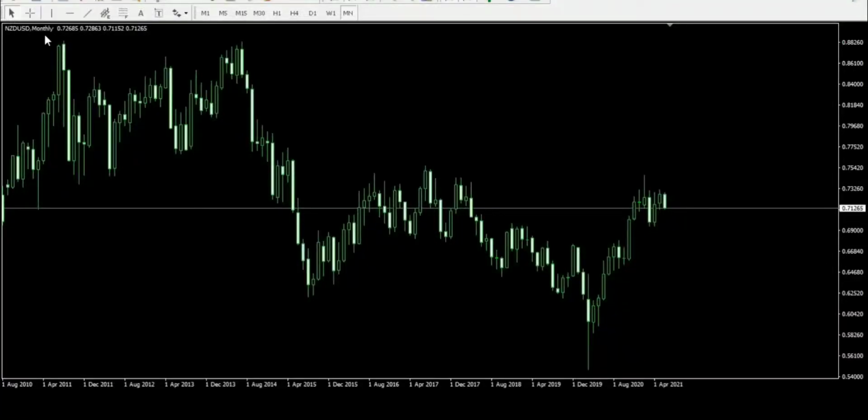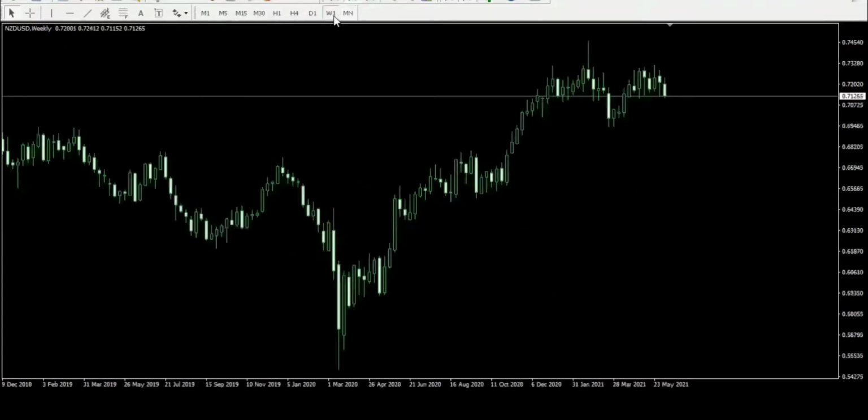This is NZDUSD. We're on a monthly time frame right here. So we have a market that is making a move to the downside here. We have a market that is bearish on the monthly time frame.